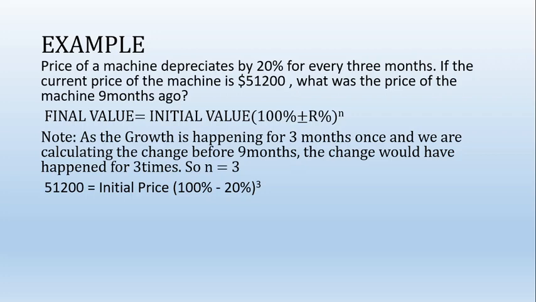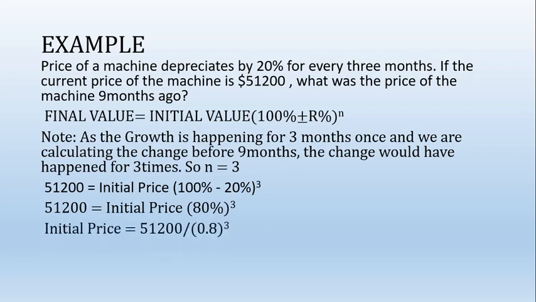The value will go through 20% decrease for 3 consecutive times. So it is 100 minus 20% the whole power 3. So 51,200 will be equal to initial price into 100 minus 20 is 80%. So when you take it to the other side, 51,200 divided by 0.8 the whole cube, 80% is 0.8. So initial price is nothing but 1 lakh if you calculate it further.